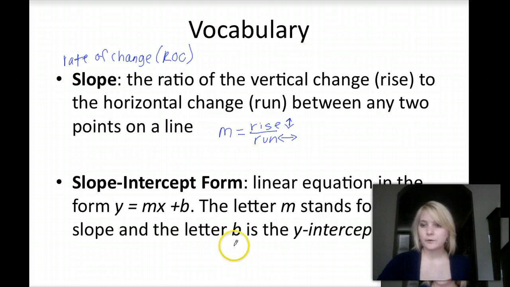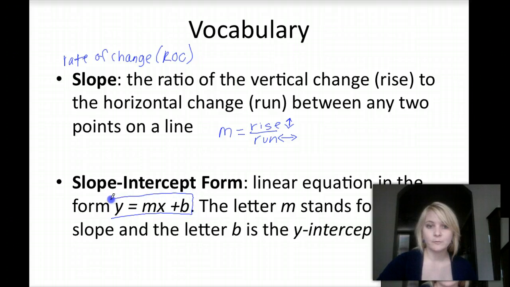Now slope-intercept form is a very common form in which linear equations are expressed, and they're in slope-intercept form when it's y equals mx plus b. And m is your slope. So m is just the number. It's not the x coordinate, it's just the number. And that's our slope, once again, the rise over run. And b is our y-intercept. So we'll be taking a look at graphing in that form.